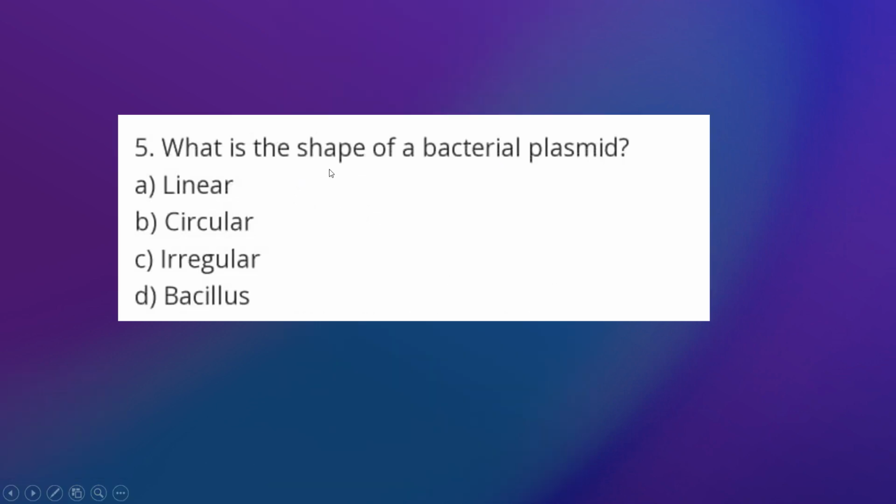Okay. What is the shape of a bacterial plasmid? We have studied bacterial plasmid. Linear? No. Circular? Yes. Irregular? No. Bacillus? No. Bacillus means rod shape, that is not it. So, what is the shape of bacterial plasmid? It is circular double-stranded DNA. Got it? Circular double-stranded DNA.